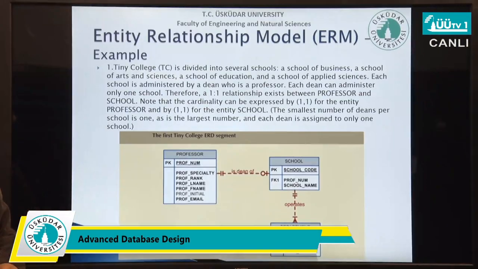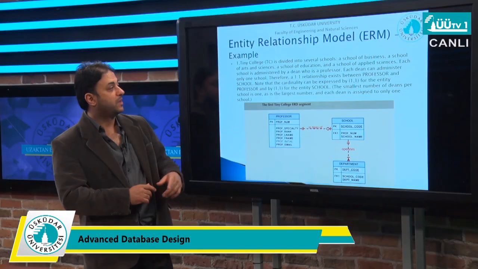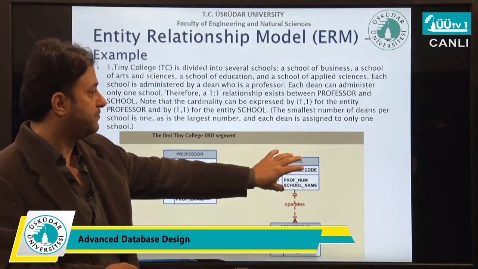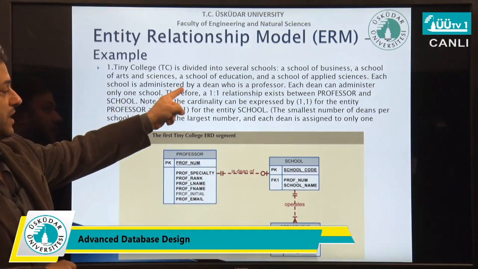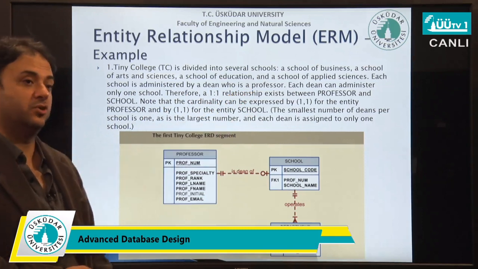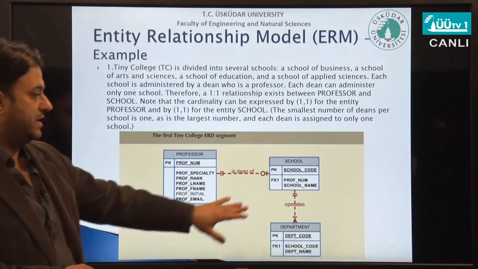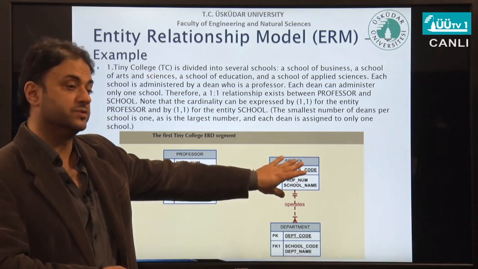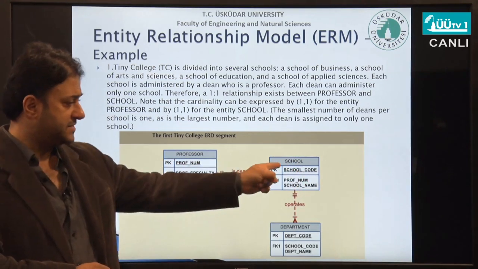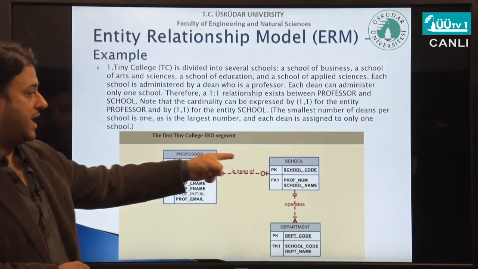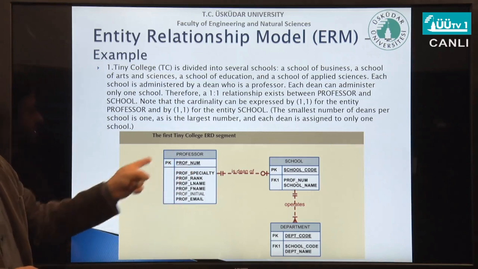When you are developing the entity relationship diagram, you have to look at both sides. So look at the school. This is the school entity, which is administrated by a dean who is a professor. So there is a dean from the list of professors. This is the list of professors, and this is the list of schools. If I say there is a relationship, yes, each school has a professor. So this is one-to-one in this direction.